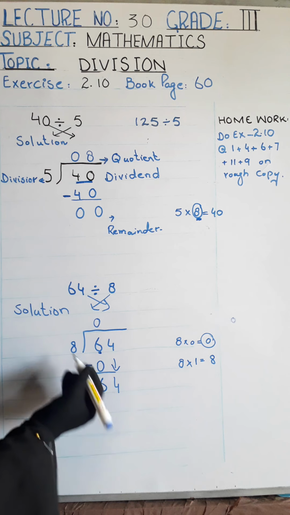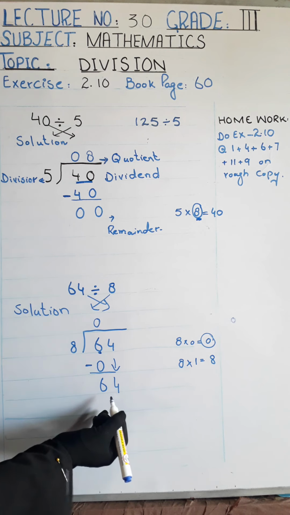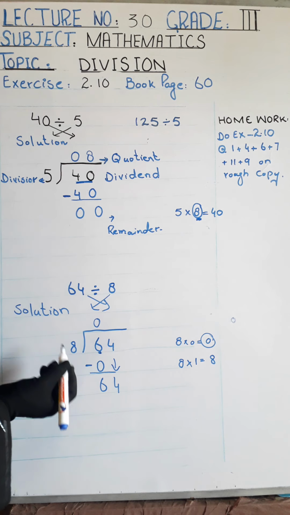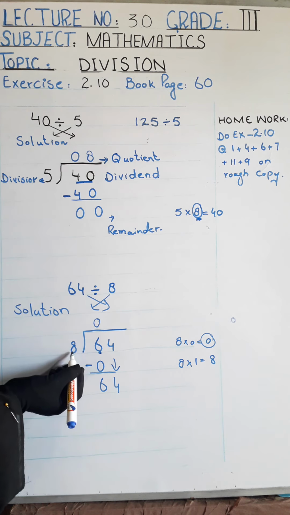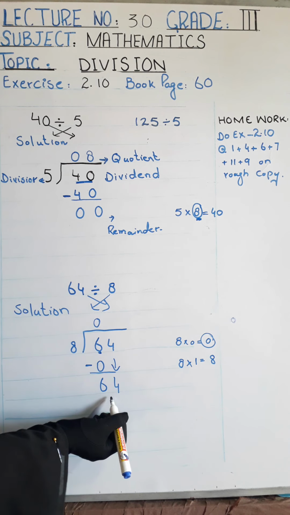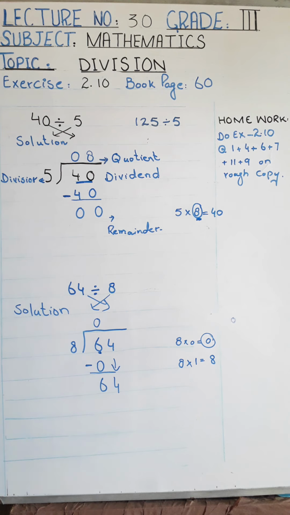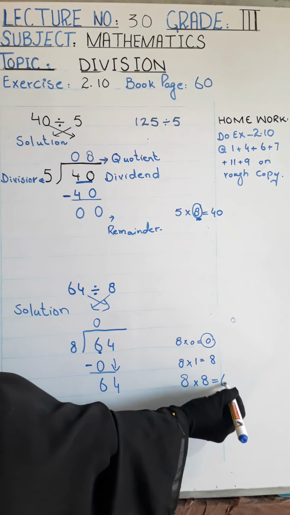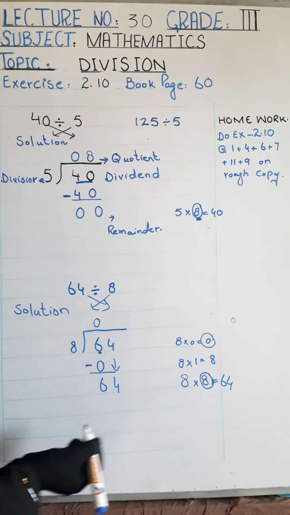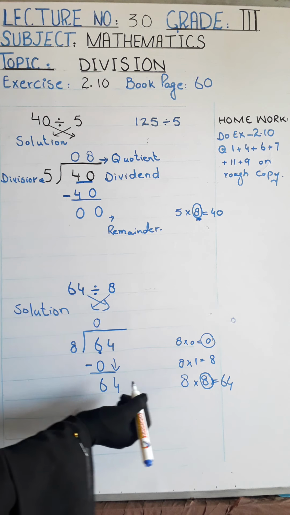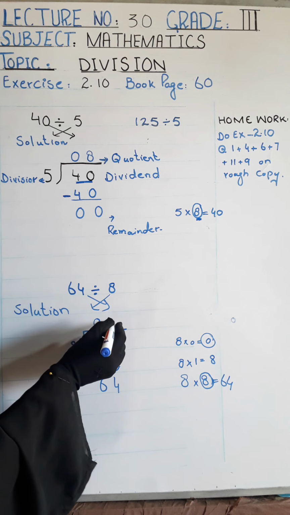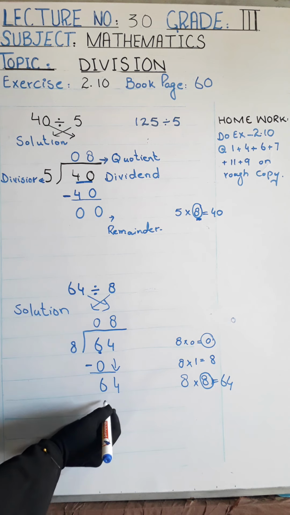Okay, now move toward the question. Now we read out the table of 8 to find 64. Yes, 8 eights are 64. 8 eights are 64 means we read the table of 8 up to 8 times to get 64.